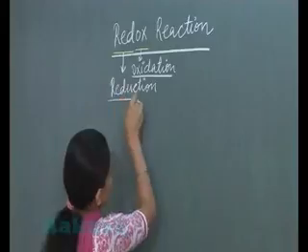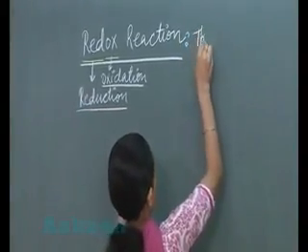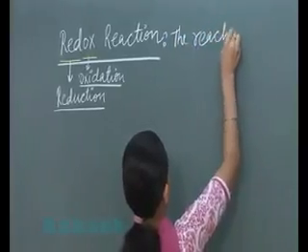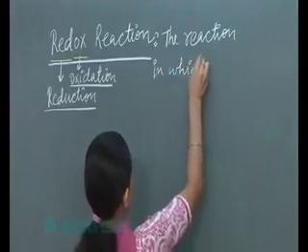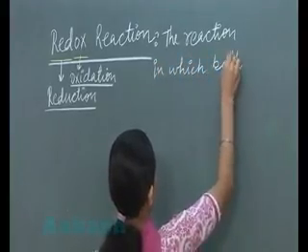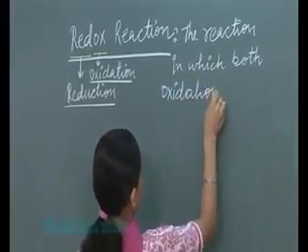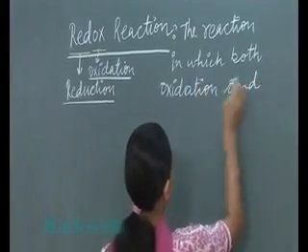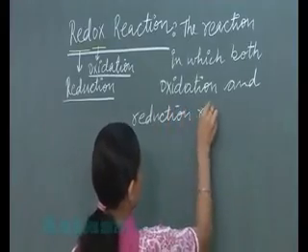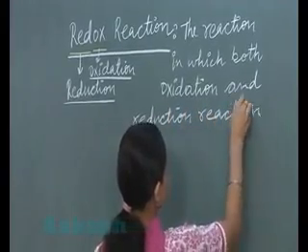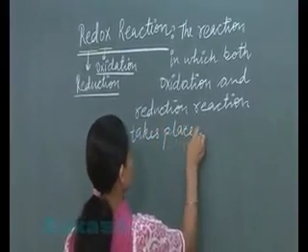Now students, let us see what is the redox reaction. So a redox reaction is the reaction in which both oxidation and reduction reaction takes place simultaneously.